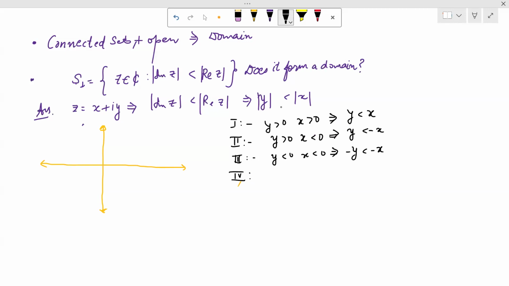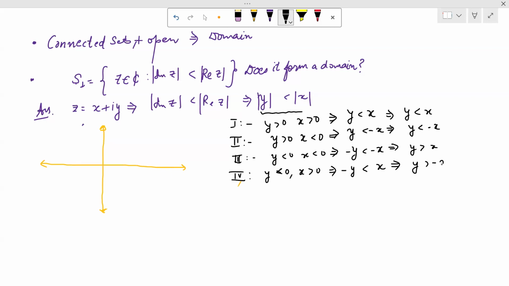And in the fourth quadrant, please do remember this, you don't have to forget. For the fourth quadrant, your y is negative, but your x is positive. So here modulus of y is minus y, and modulus of x is simply x. So in the first quadrant, you have to think about the region y less than x. In the second quadrant, the region y less than minus x. In the third quadrant, the region y greater than x. And in the fourth quadrant, the region y greater than minus x. I hope it is clear.